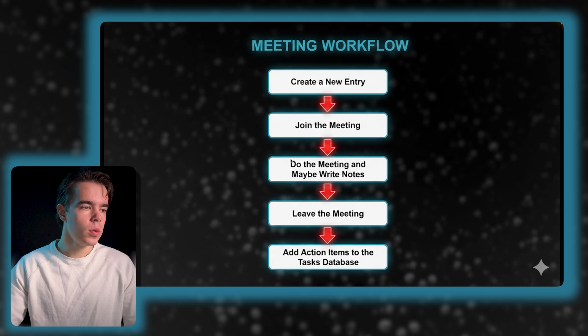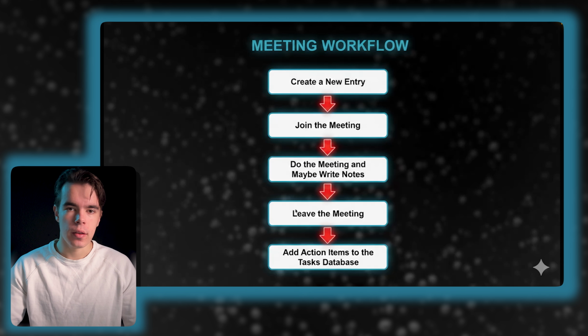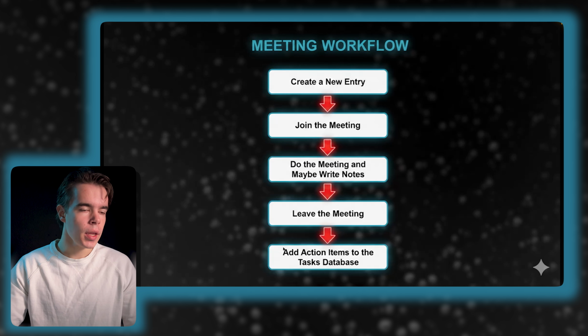Then what we do is we do the meeting. So we just normally do the meeting and maybe write notes in the meeting notes block. After the meeting, we just leave the meeting because there is a setting in the Notion settings that if you leave a meeting, the meeting notes stop transcribing. And last but not least, if the meeting is over, we add the action items to the tasks database.